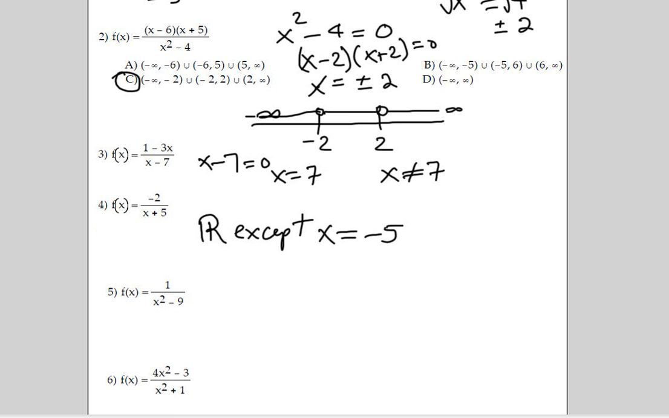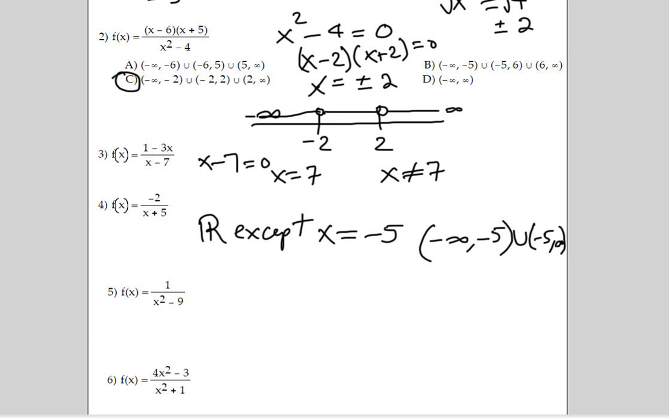Okay, or you could do it in interval notation. You could say x can be negative infinity to negative 5, and then negative 5 to infinity. This means not including negative 5, any number other than negative 5.